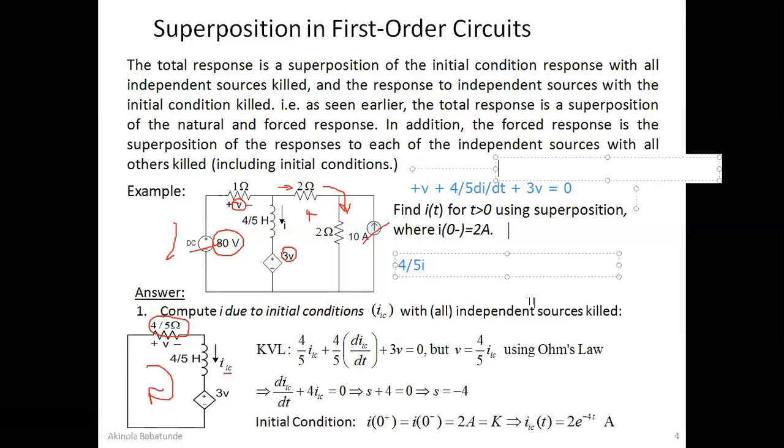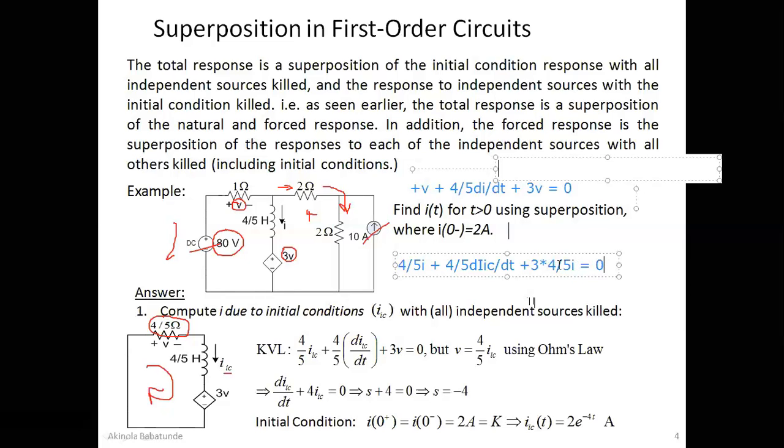Then plus, of course, we have another 4 over 5, the i dt. Probably I should use capital I here, the initial condition IC, and the dt you're going to have here. Then plus 3V. Now instead of writing plus 3V, what you could write here is plus 3, and you know that our V is 4 over 5 I, so you can write it as plus 3 multiplied by 4 over 5 I. I hope you guys are following, and then everything here is going to be equal to 0.